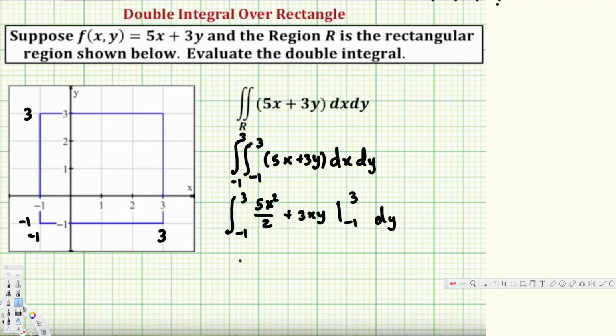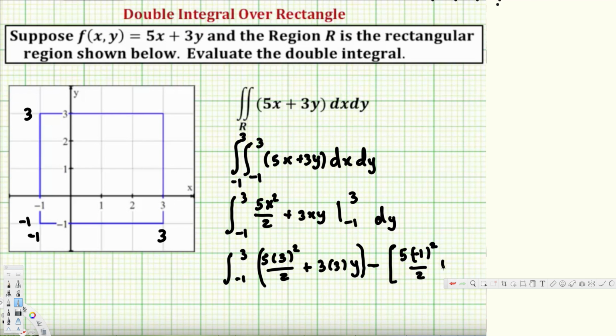So when we plug in 3, this is going to become 5 times 3 squared divided by 2 plus 3 times 3y, minus 5 times -1 squared divided by 2 plus 3 times -1 times y, and that's it. Now we have dy outside. Now let's simplify this.